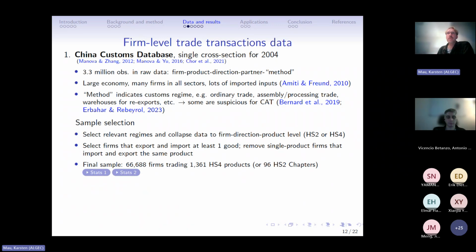It's not very useful to look at firms that do only one of the two. So this, of course, also leads to quite a reduction in the sample size. But still, in 2004, we have close to 67,000 firms that simultaneously imported and exported at least one product in these respective categories. So this is, I think, a very nice sample to work with.